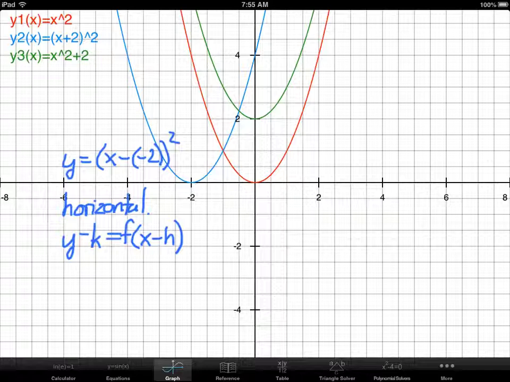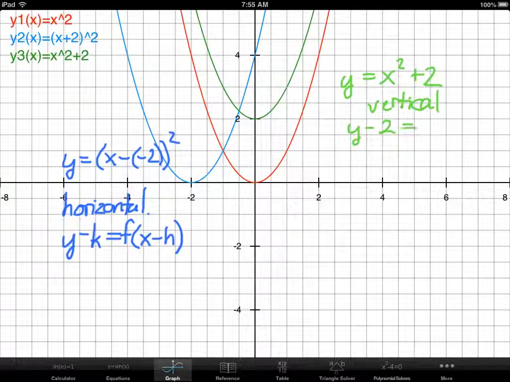If we take a look at the green graph, we see that we have y equals x squared plus 2. And look at what happened here. This graph moved up. The 2 is outside the parentheses. It's not really attached to the x like it was in the other graph, and this is a vertical translation. If I wanted to rearrange the equation to look like my image, I could subtract 2 from both sides, so that I have y minus 2 equals x squared. Well, that looks like my image equation, and in this case I only have a k. K is a positive 2 because the subtraction sign is built into the image equation, and that means that my graph moves up 2.